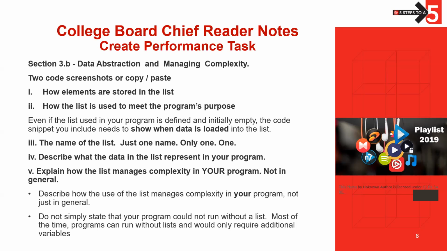All right, so step number 3 should be pretty easy. You're just going to give the name of the list, but just one name. Only one, okay? Many times last year, students would give me multiple lists to look at. And when that happens, the readers are only allowed to look at the first one. And that might not be your best representation of a list and its use in your program, okay? So just give one list, make sure it's the right one, make sure it's the one you use well in your program. And then in the next step, you're saying, what does the data in the list represent?